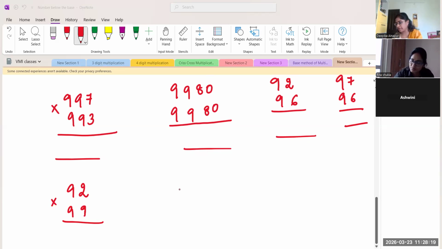After this, we will be discussing the numbers which are above the base and also the next case, where one number will be below the base and another number will be above the base. That case also I'll be discussing today.